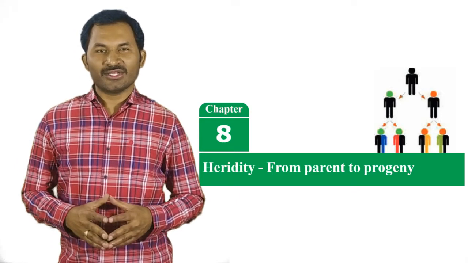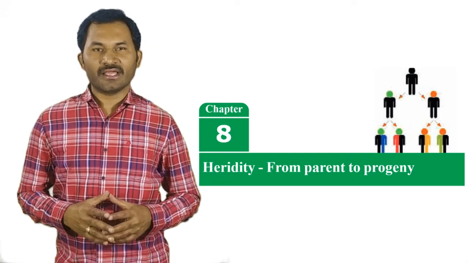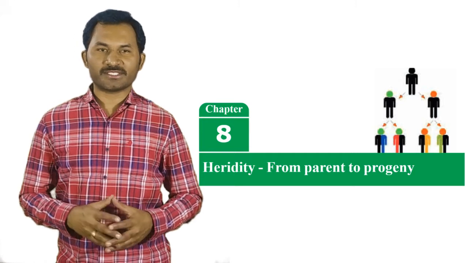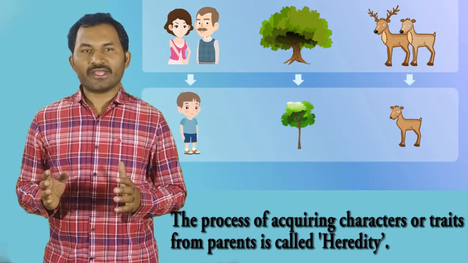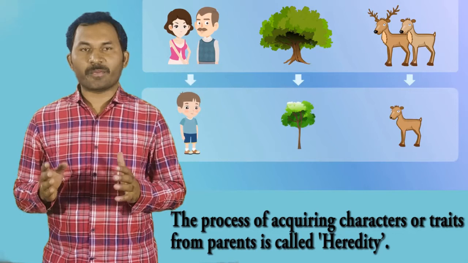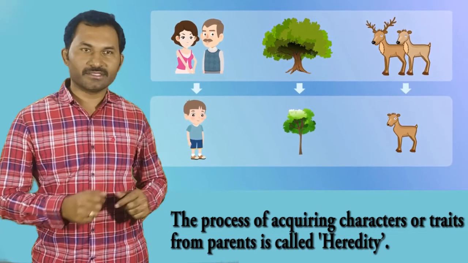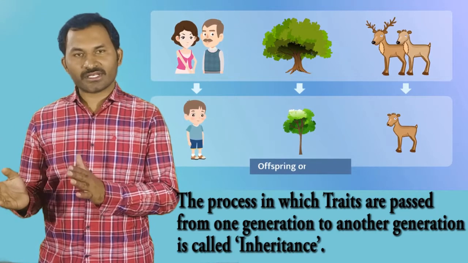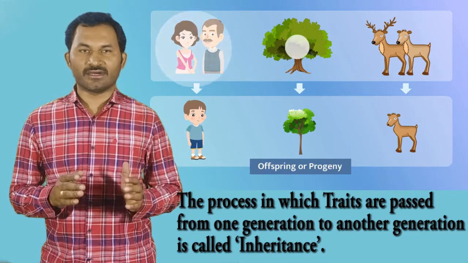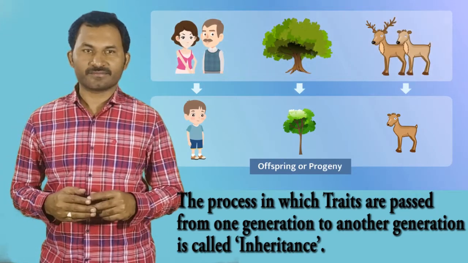Hello children, today we are going to learn the lesson Heredity from 10th class biology. Apart from the tremendous diversity in organisms, we see similarities as well. The process of acquiring characters or traits from parents is called heredity. The process in which traits are passed from one generation to another generation is called inheritance.